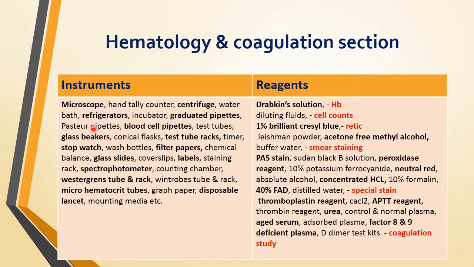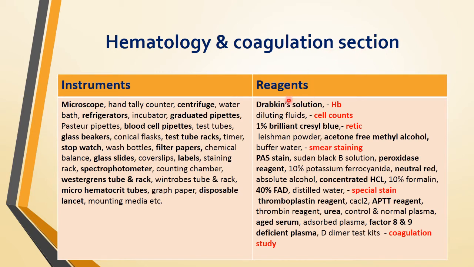Centrifuge, water bath, refrigerators, incubators, graduated pipettes, Pasteur pipettes, blood cell pipettes, test tubes, glass beakers, conical flask, test tube racks, timer, stopwatch, wash bottles, filter papers, chemical balance, glass slides, cover slips, labels, staining racks, spectrophotometer, counting chambers, Westergren's tube and rack, Wintrobe's tube and rack, microhematocrit tubes, graph paper, disposable lancet, mounting media, etc. So these are some of the instruments which is being listed out under the hematology and coagulation section.